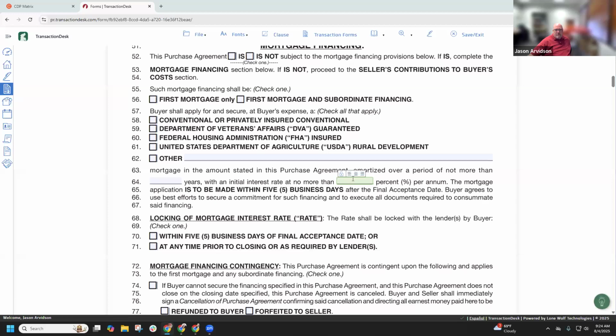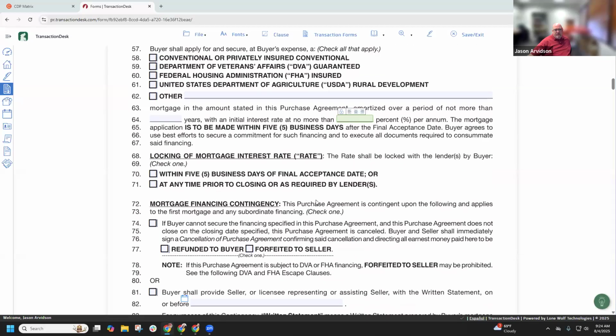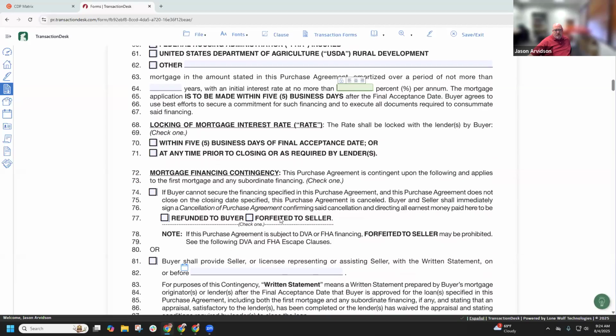If for some reason the bank came back and said, all right, we reviewed your paperwork one more time and it turns out we're going to charge you 7.5%. This can help you get out of the process depending on what you check down here. The buyer cannot secure financing specified in this purchase agreement. This purchase agreement does not close on the date. Purchase agreement is canceled. Buyer and seller shall immediately sign a cancellation directing all earnest money to be paid to, and I would put refunded to the buyer. And if it's a veterans or FHA, it has to be refunded to the buyer.